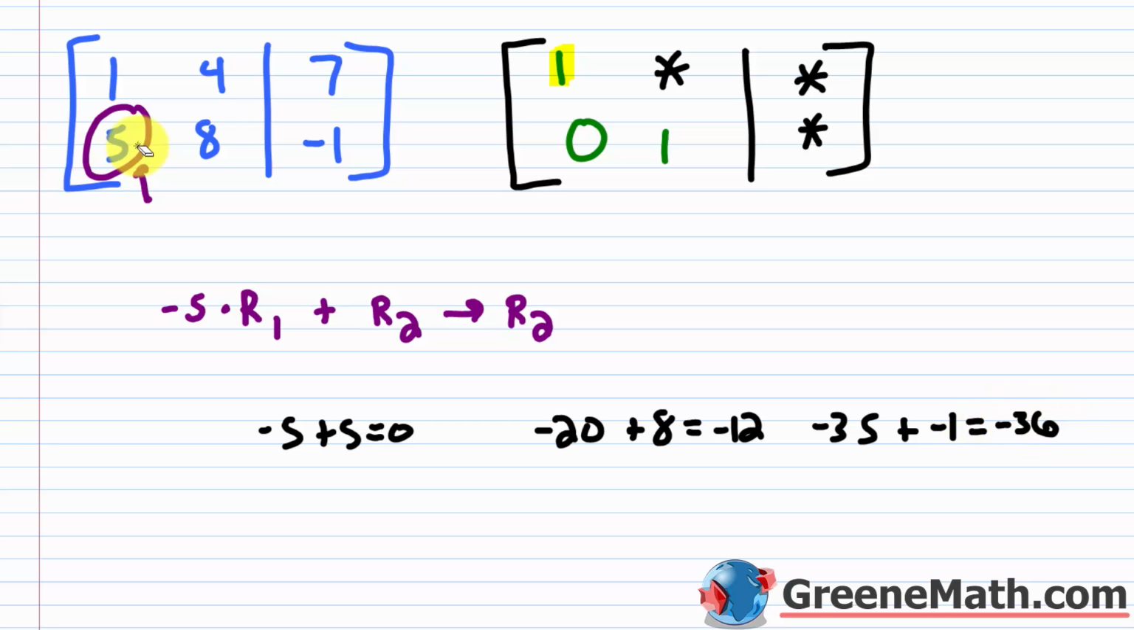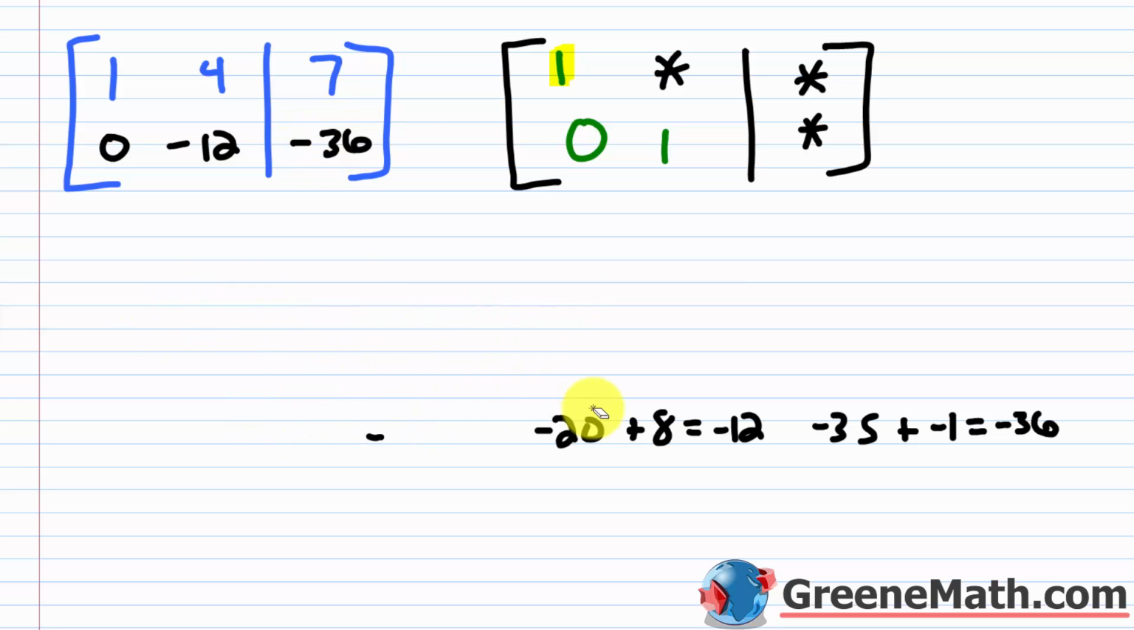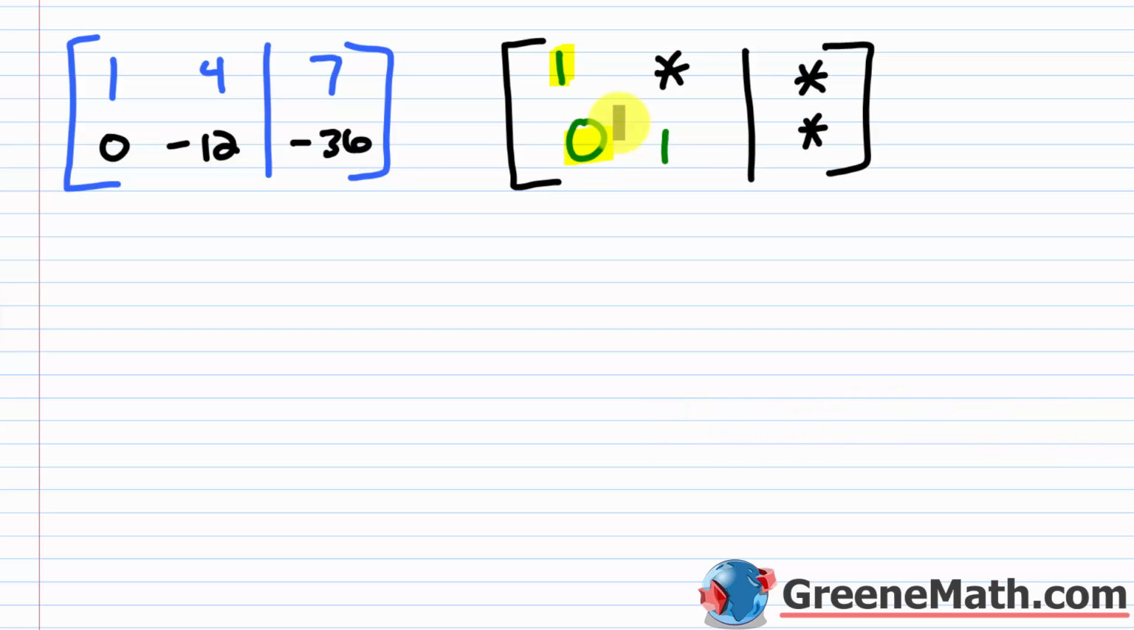So I can just replace these with those numbers. So I'm going to have a 0. I'm going to have a -12. And I'm going to have a -36. Okay, all right. So we just have one more thing to do. I'm going to just highlight this to show that it's done.